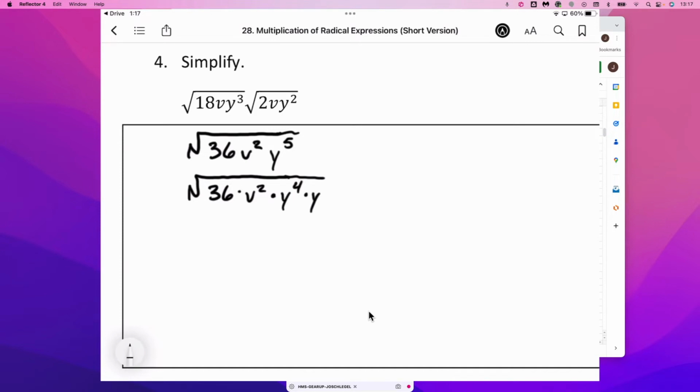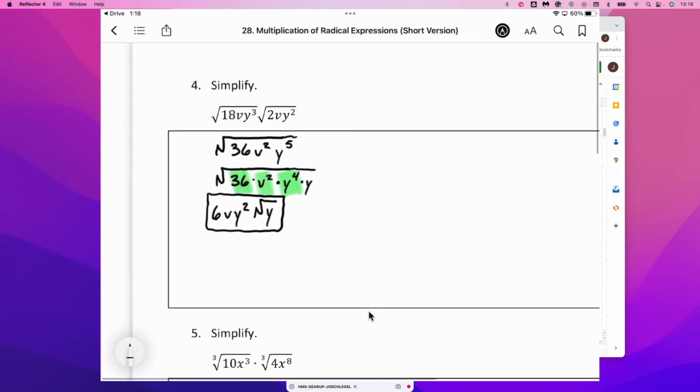So this one is going to end up being, we're going to be able to take the square root of that, and that. We're going to have the square root of 36 is 6, the square root of v squared is v, the square root of y to the 4th is y squared, and all that remains inside the radical symbol is the y. Okay, that's it for number 4. Moving on to number 5.